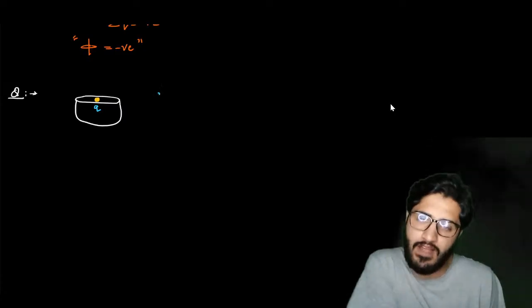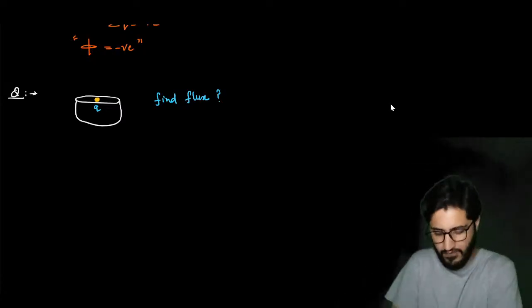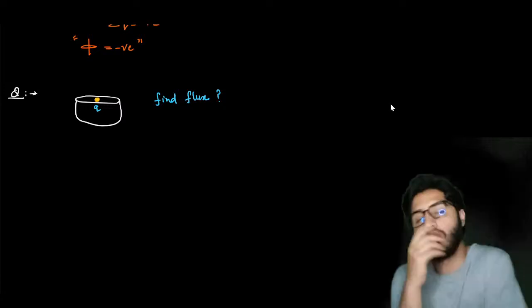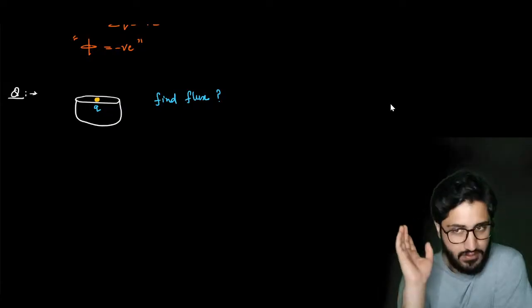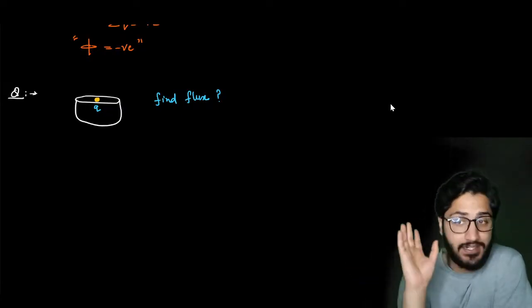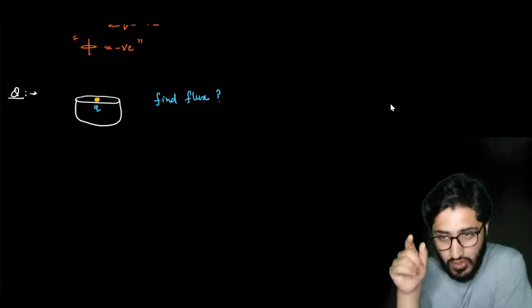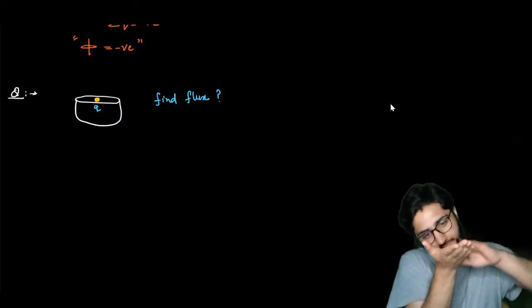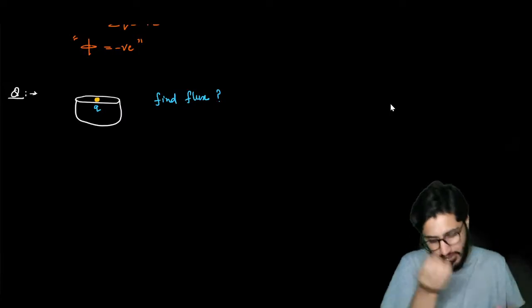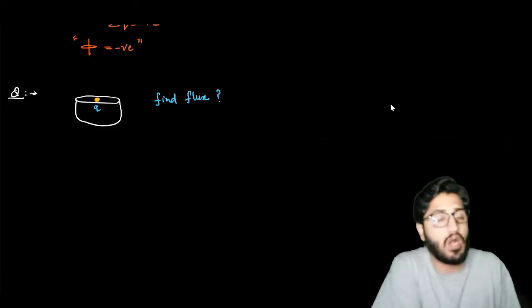Find the flux. You need to find the flux. First of all, sir, we know one thing: we can apply Gauss's law only if there is a closed surface and my charged particle is inside it. If we look at this particular figure, my charged particle is not inside, it is at the surface. It is not inside it. So how can we proceed then?